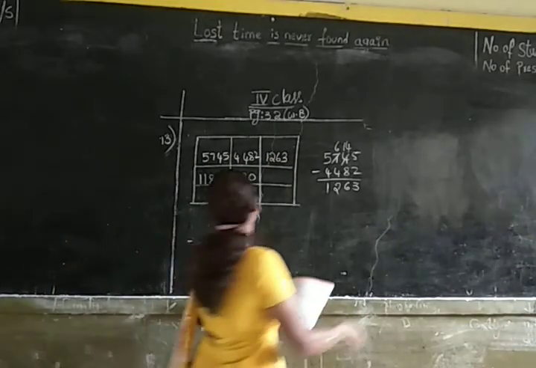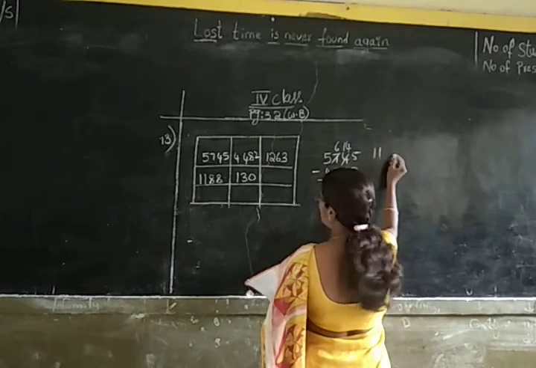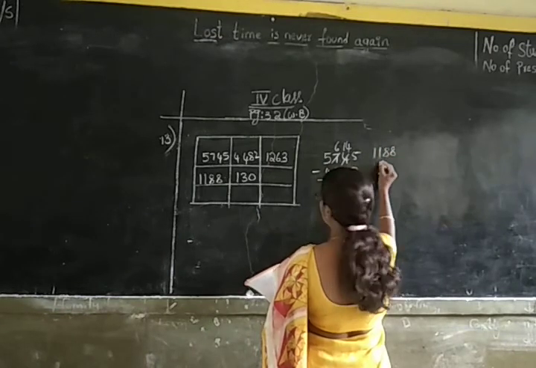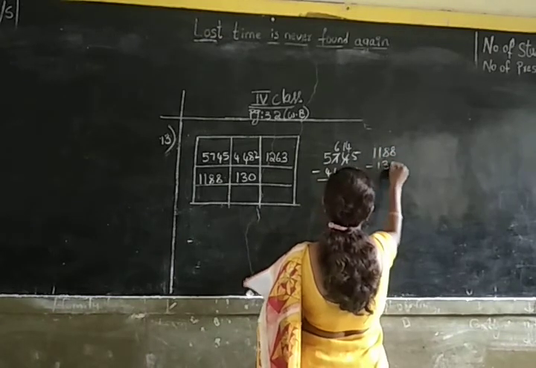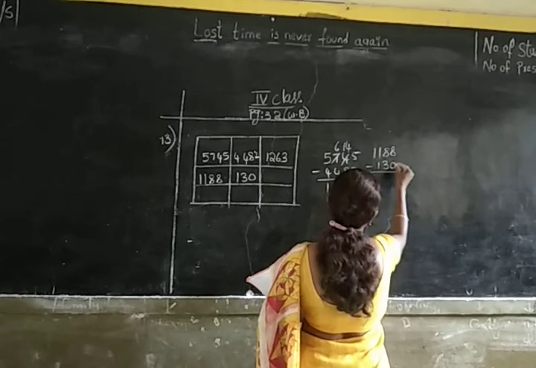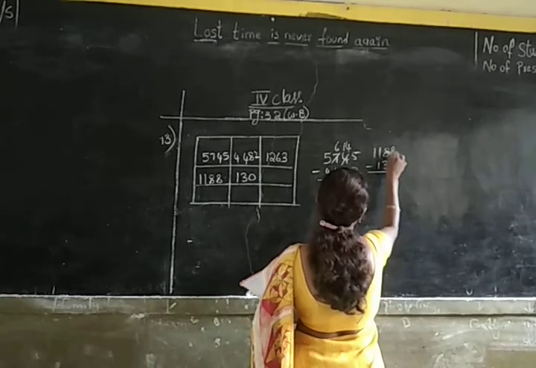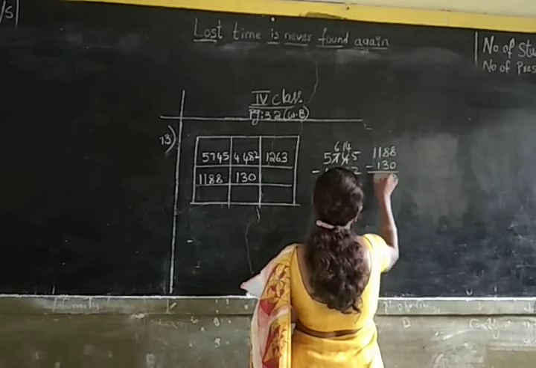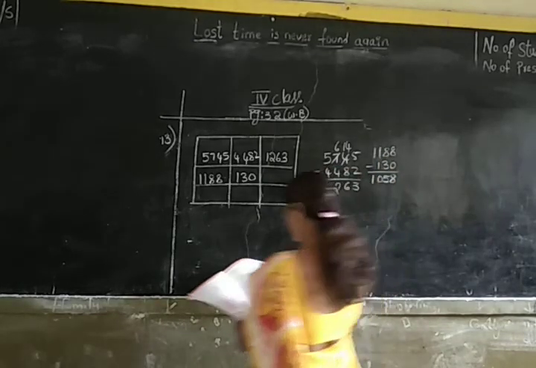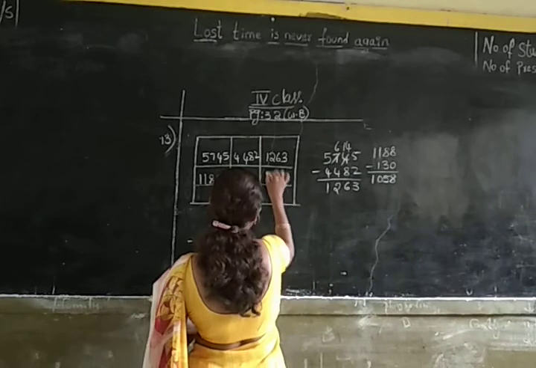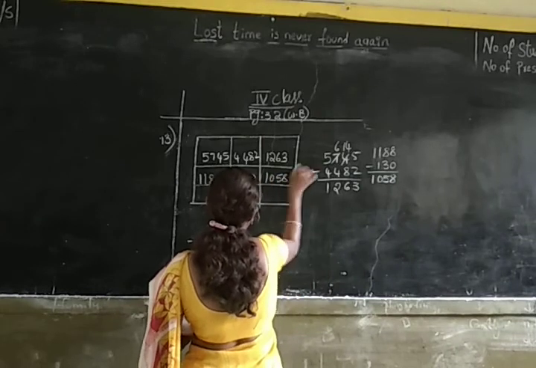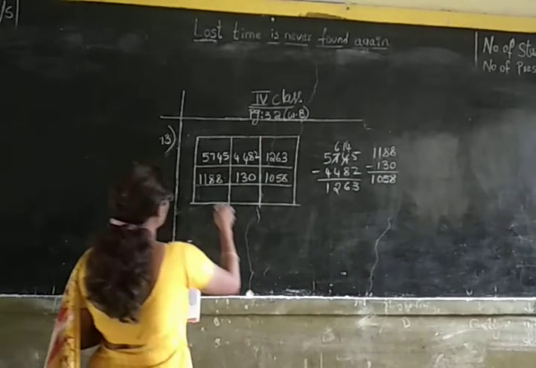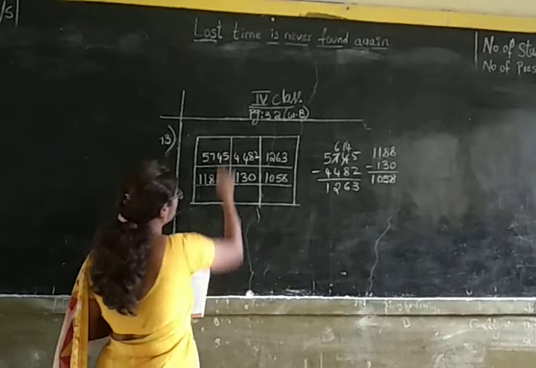Now you have to subtract these two numbers. Okay children? That is 1188 minus 130. So 8 minus 0 is 8. 8 minus 3 is 5. 1 minus 1 is 0 and 1. So here the answer is 1058.